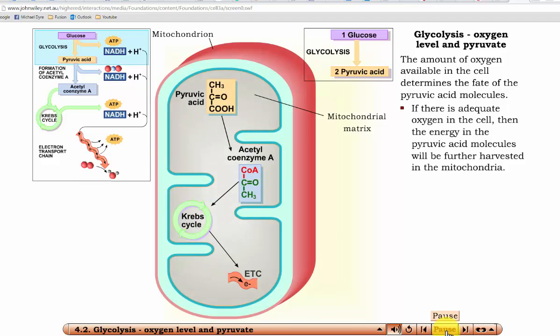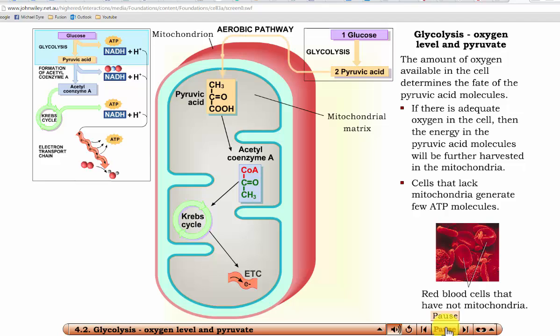If there is adequate oxygen, then the energy in the pyruvic acid will be further harvested in the mitochondrion. And remember, not all cells have mitochondria. This has got to be a eukaryotic cell. Cells that lack mitochondria, red blood cells for example, can generate only a few ATP molecules from glycolysis.